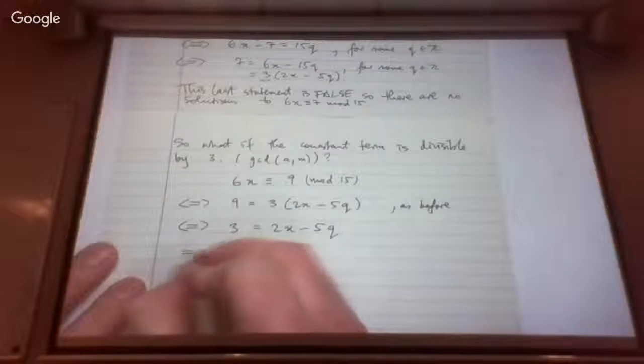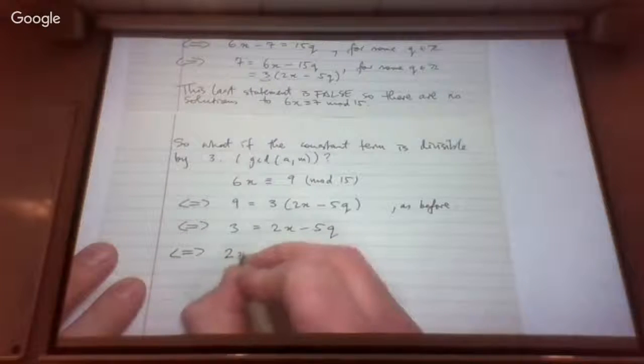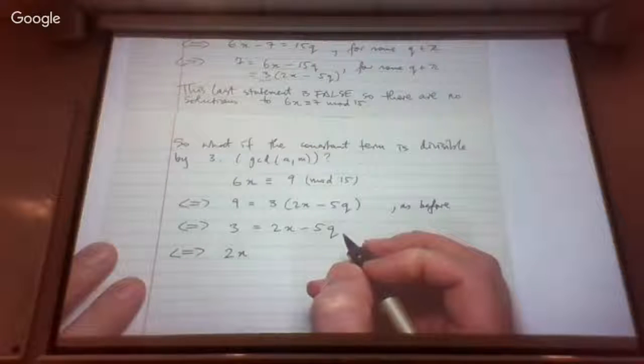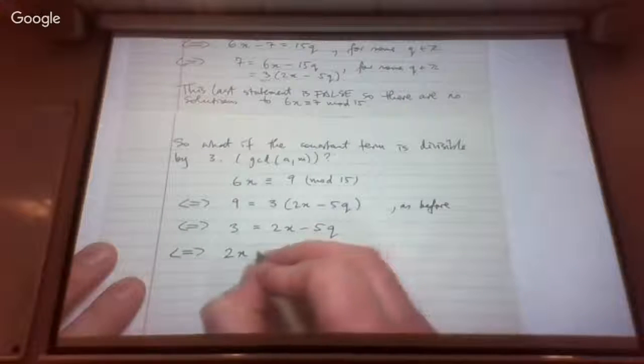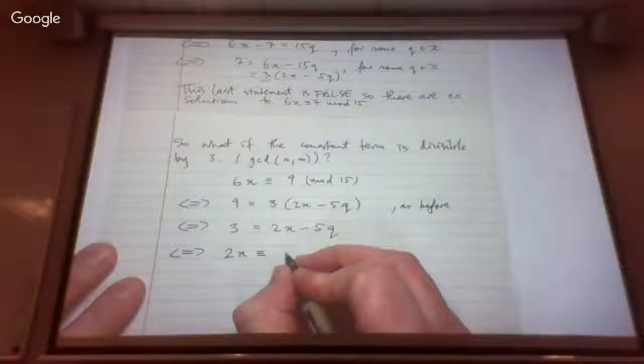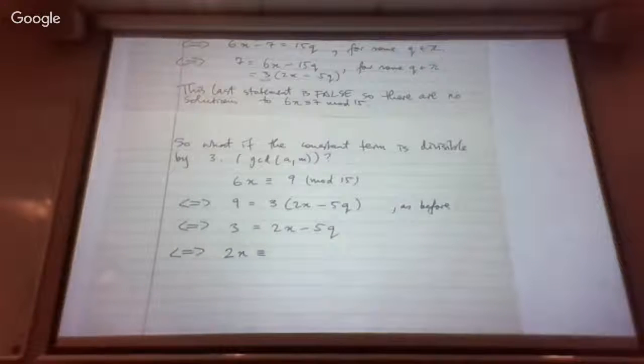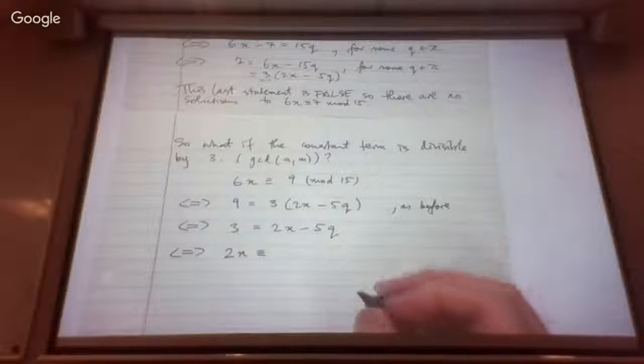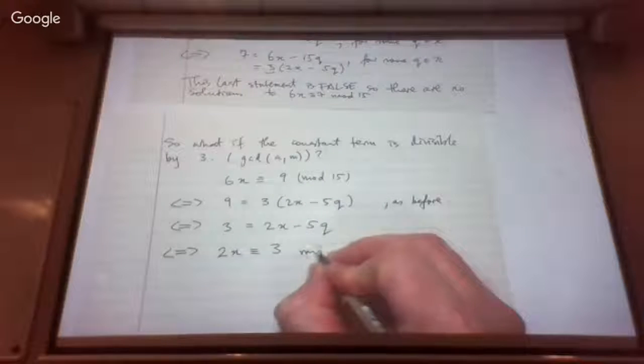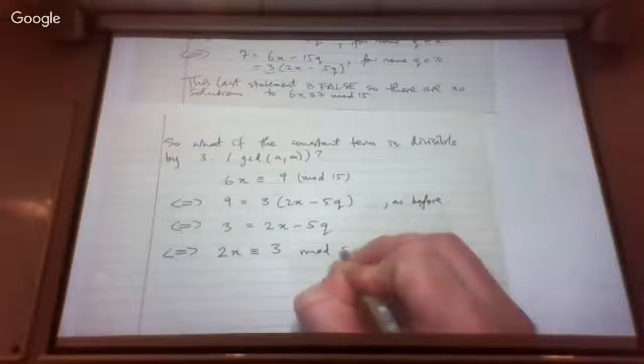But what's that really? That situation is equivalent to 2x being congruent to... do I want to say 3 or minus 3? I'm going to say 3. But not modulo 15, modulo 5.